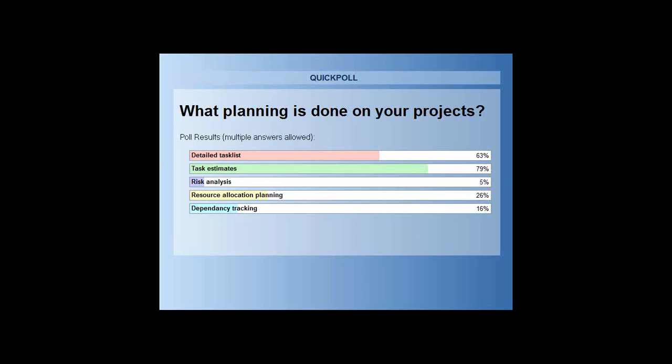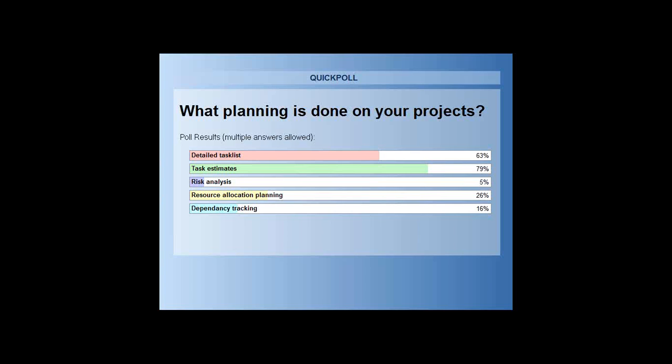Okay, that's interesting. Task estimate. So it looked like 79% detailed task list, 63%, and then the rest. So that's interesting. Most people are doing task estimates, which is certainly a change from a few years ago when I asked the same question. But very few people are doing risk analysis or looking at dependencies. A fair number of people are looking at resource allocation, or a quarter of people are anyway. So that is great.